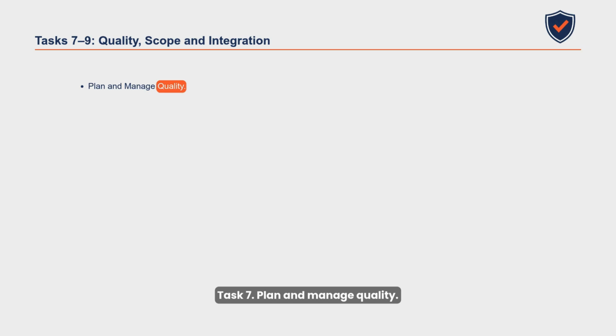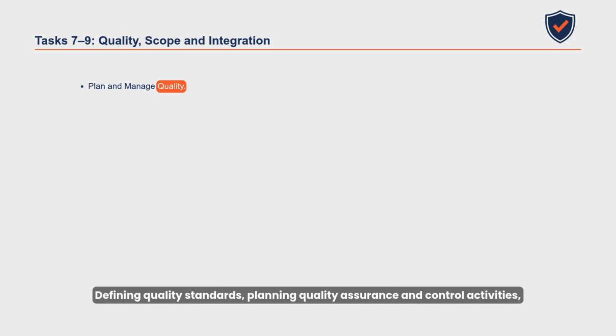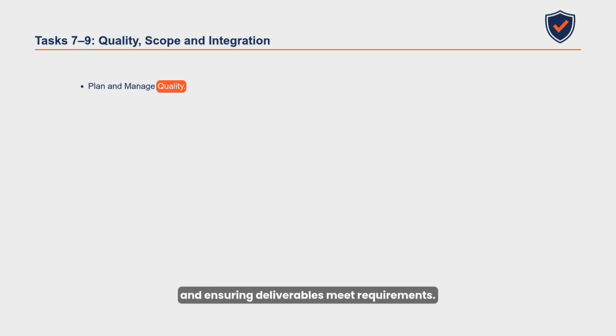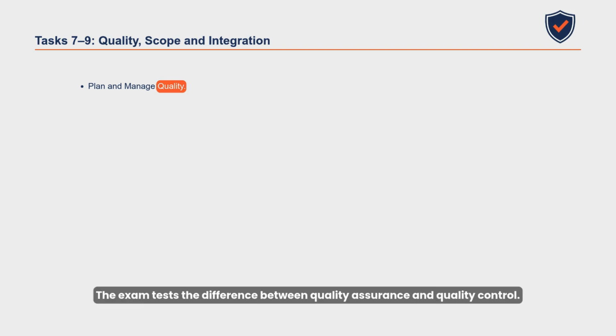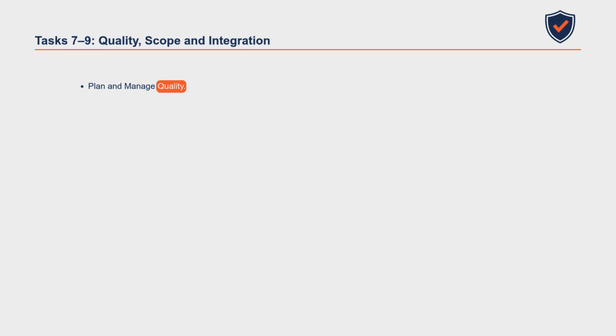Task 7. Plan and manage quality. Defining quality standards, planning quality assurance and control activities, and ensuring deliverables meet requirements. The exam tests the difference between quality assurance and quality control.